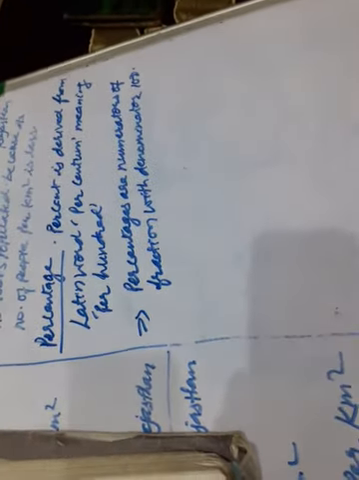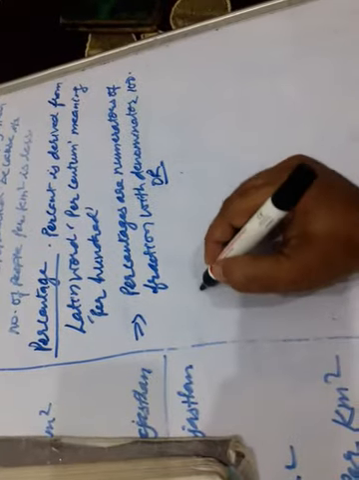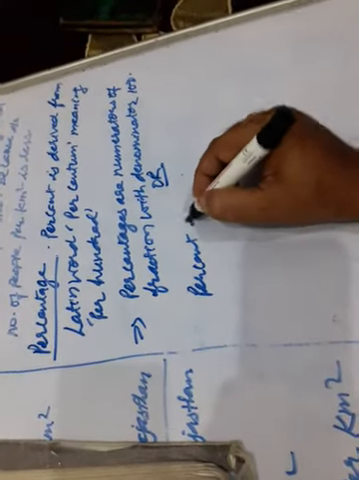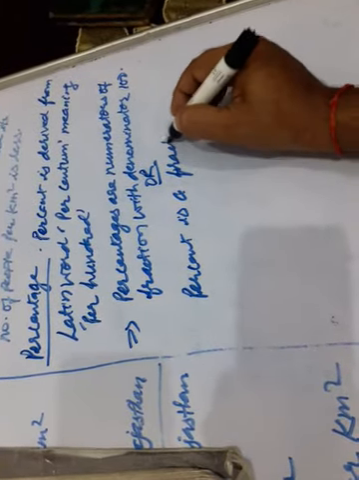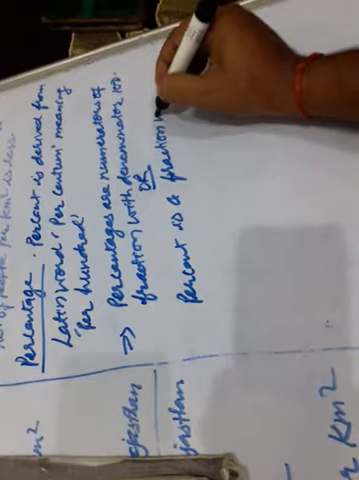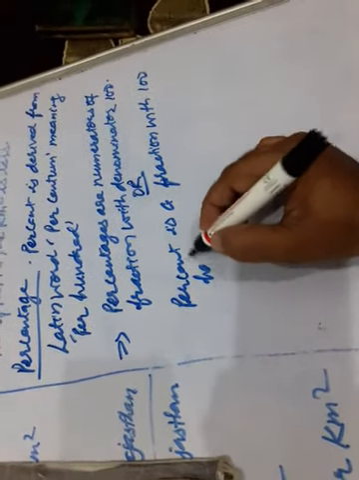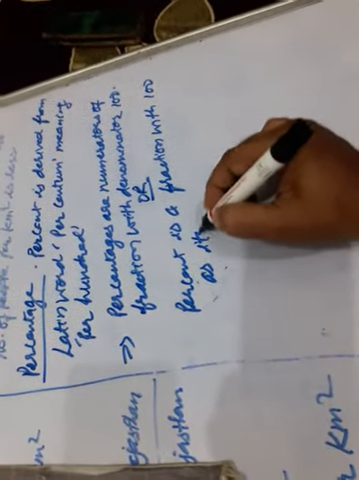Clear? So you can also write its definition like this. Percent is a fraction with 100 as its denominator.